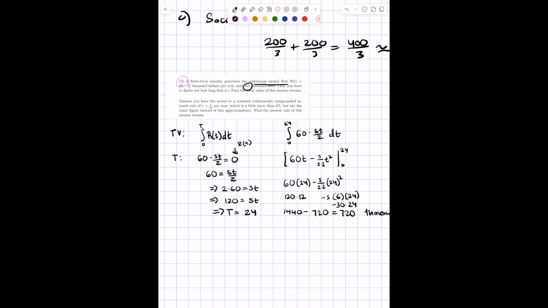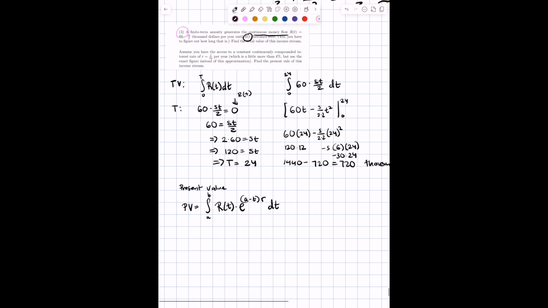And then now let's find the present value. So we know the equation for present value is equal to the integral from a to b of R of t times e to the negative r t dt. So this is the formula. We'll use this information though. So I know it's 0 to 20.